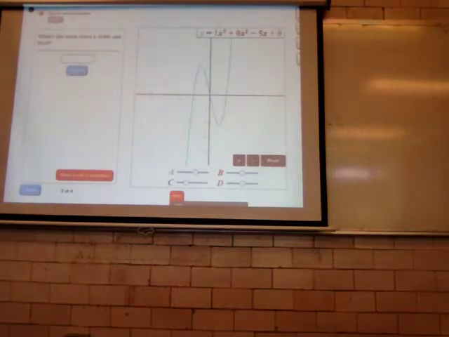Okay, last question. What's the most zeros that a cubic can have? Remember, a cubic is a polynomial whose highest power is 3. So how many times can a cubic function cross the x-axis?